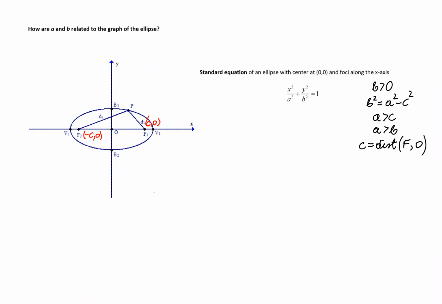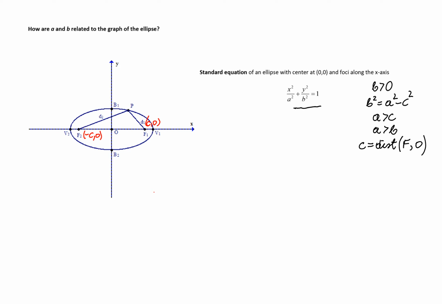In the previous video, we obtained the standard equation of an ellipse with center at (0, 0) and the foci along the x-axis. The equation was x squared over a squared plus y squared over b squared is equal to 1, where b was a positive number such that b squared was a squared minus c squared. We also noticed that a has to be more than c, a has to be more than b, and the c was really the distance between a focus and the center.